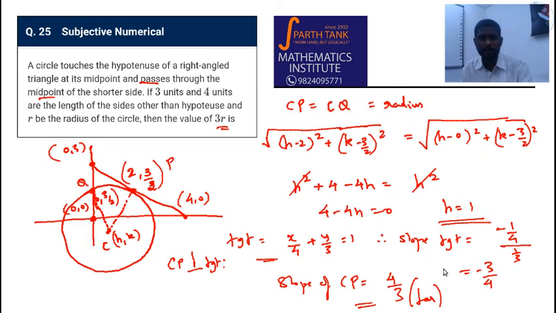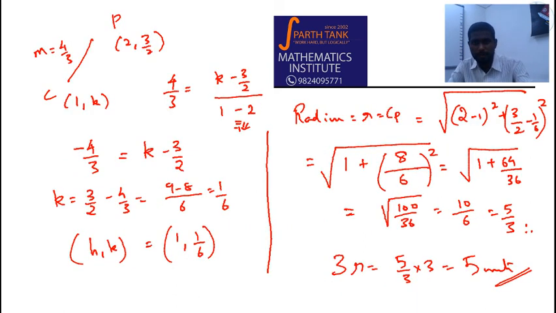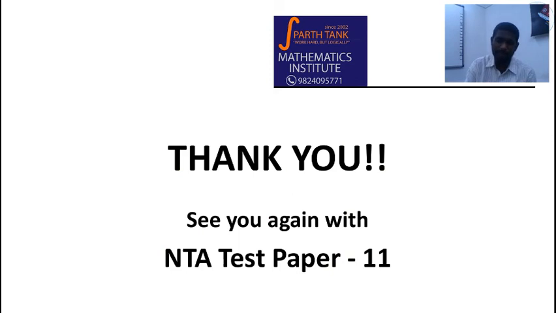So that gives me the answer to this problem as 5. A very simple problem indeed. Remember the ideas we have used. One is that the center is equidistant from the two points, and the next is that the radius is perpendicular to the tangent. This brings us to the conclusion of NTA test paper 10.